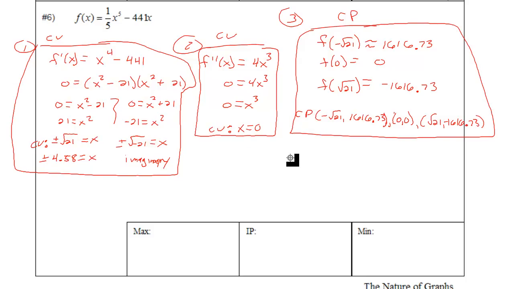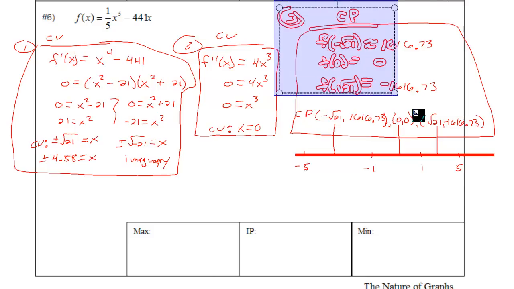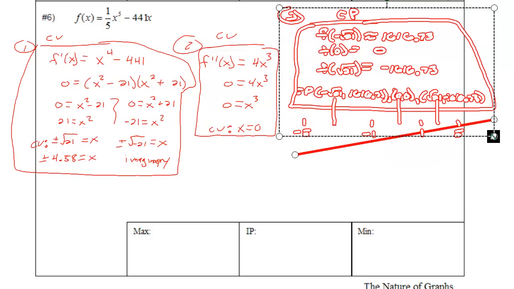So when I pick these test points, I need something to the left, between, and to the right. Remember, this is about negative 4.5 something, so let's go negative 5. Between negative 5 and 0, let's say negative 1. Between 0 and 4.5 something, let's say 1. And then to the right of 4 point something, let's say 5. And once again, this took up too much space.